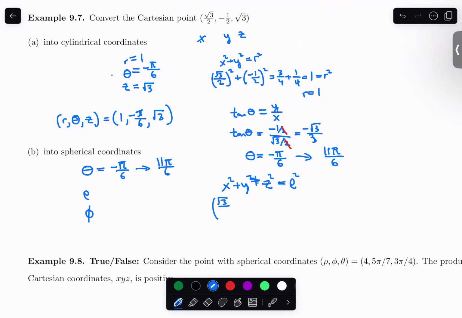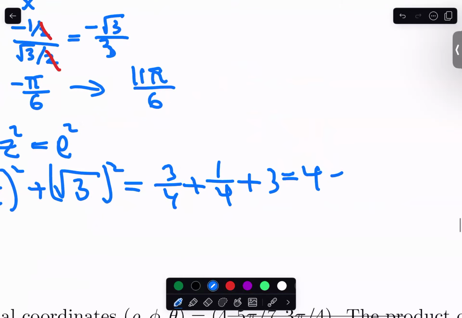So we could do root 3 over 2 squared, the negative 1/2 squared, and the root 3 squared. We already did this a little bit, right? We get 3/4 plus 1/4, and now we have the plus the z squared, so that's going to be plus 3. So this is going to be 4 altogether. And again, this is supposed to be equal to rho squared. Now we can take the square root, and just as before, we should get plus and minus 2.